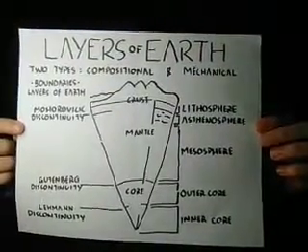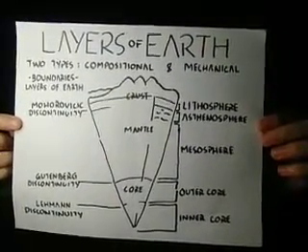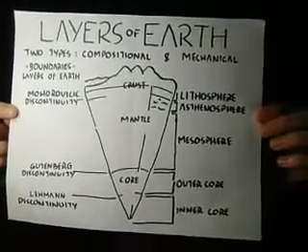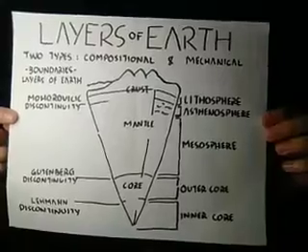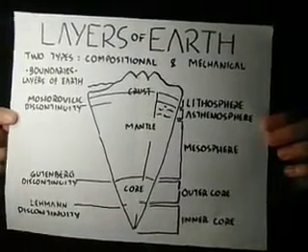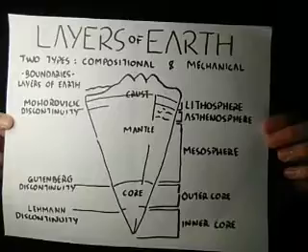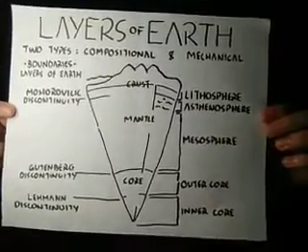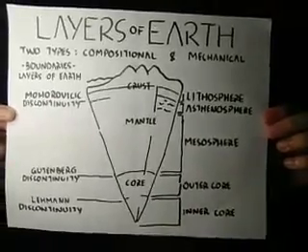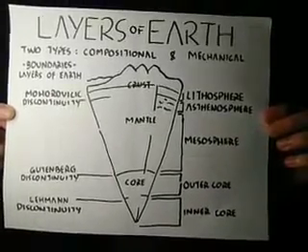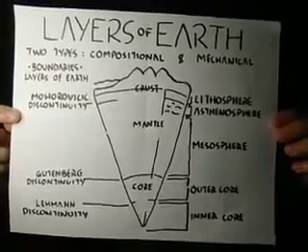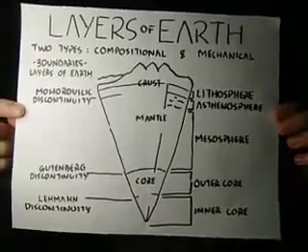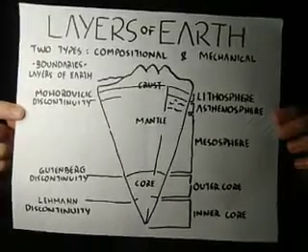Layers of the Earth. The layers of the Earth have two types: the compositional layer and the mechanical layer. The compositional layer consists of the crust, the mantle, and the core. The mechanical layers consist of the lithosphere, asthenosphere, mesosphere, outer core, and inner core. And then, the layers of Earth have boundaries which mark the interfaces between them, such as the Mohorovičić discontinuity, Gutenberg discontinuity, and Lehmann discontinuity.